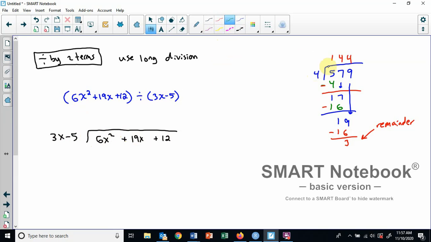Here I did not want to try to think about the whole 579. I wanted to think about the first digit. Here we're going to do the same thing. We're only going to think about this first term. Now, I don't want to try to divide all of this stuff into the first term, so let's just look for the first term here as well.